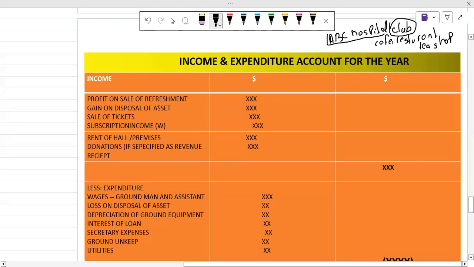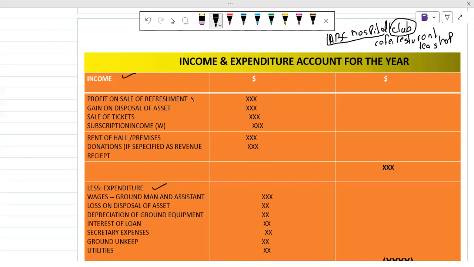So first of all, what we have to do is, there are basically only two sections in the income and expenditure account for the year. The first one is income and the second one is expenditure, which is expenses. Now we are going to see what type of income would come under the income section in the income and expenditure account.